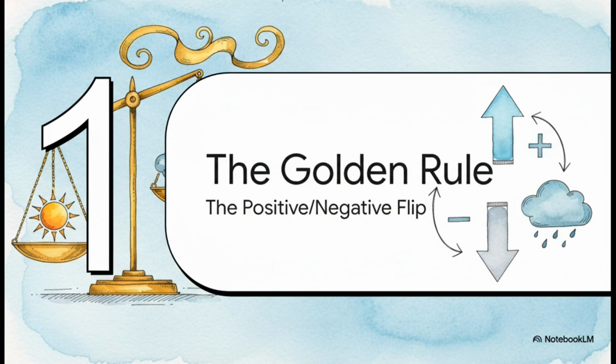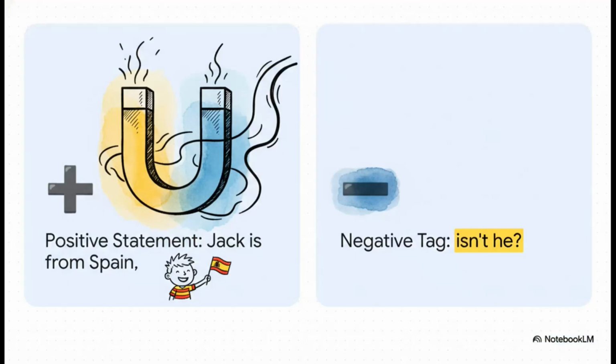There is one golden rule that controls almost every question tag out there, and it's all about balance. Let's call it the positive/negative flip. Here's the first half of that rule. If your main sentence is positive, your little question tag has to be negative. So a positive statement like "Jack is from Spain" gets the negative tag "isn't he." Positive statement, negative tag. It's like they're grammatical magnets that attract their opposite.